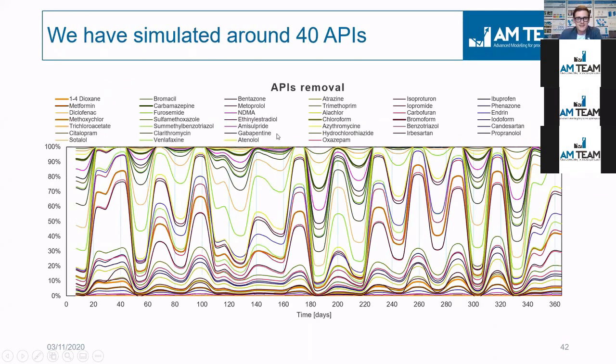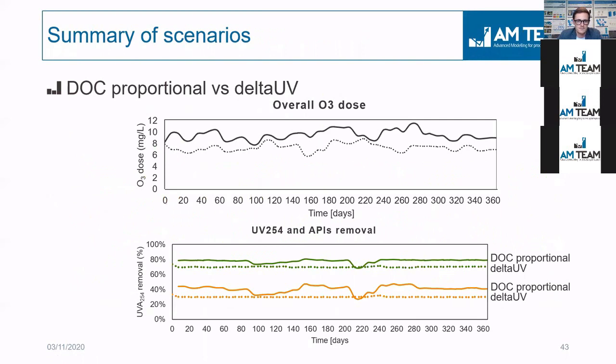Giacomo has illustrated this, so these are 40 APIs, but of course we can keep extending, just to show that all of them are both a function of ozone and radicals. So this is the 1-year simulation we had, and the required ozone as a function of time and also as a function of control strategy.